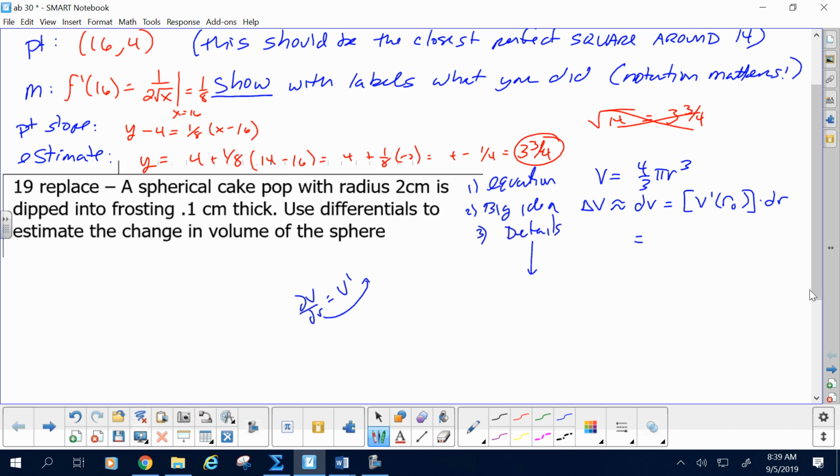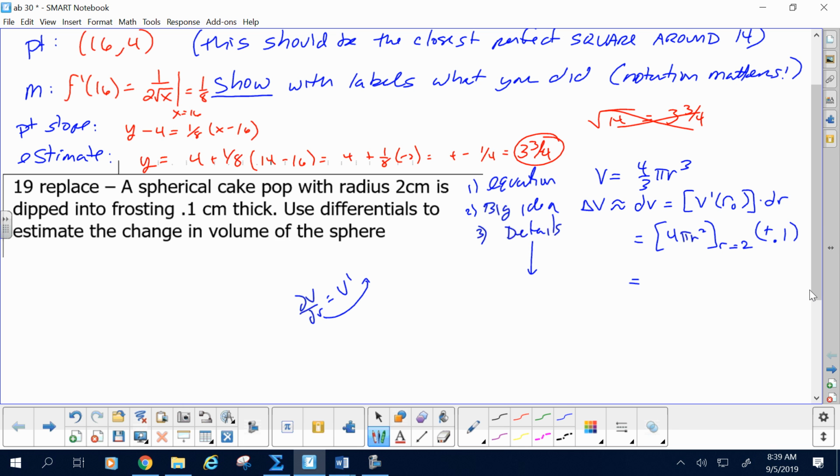If volume is 4/3 pi r cubed, then what's V prime? 4 pi r squared. And at what value will we evaluate? 2. And what is dr? Is it plus or minus? Will volume increase or decrease? Is the radius increasing or decreasing? Increasing, because the volume is going to get bigger when we dip it into frosting. That sounds delicious. It's positive 0.1.